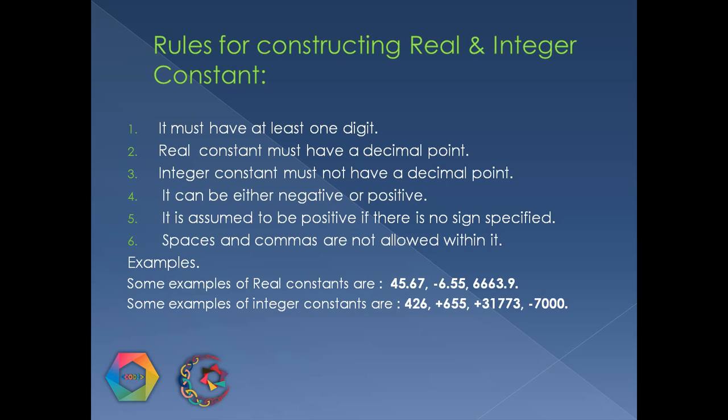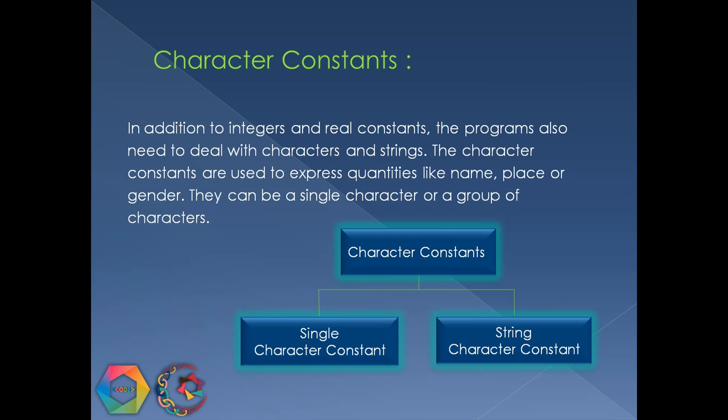Let's jump to our next type, known as character constants. Character constants are used to express quantities like names, places, or genders. On this basis, character constants are divided into two main types. They can be either a single character constant or a group of characters.